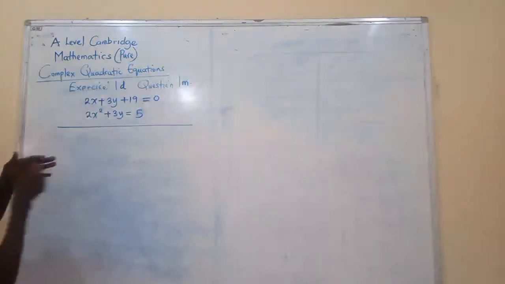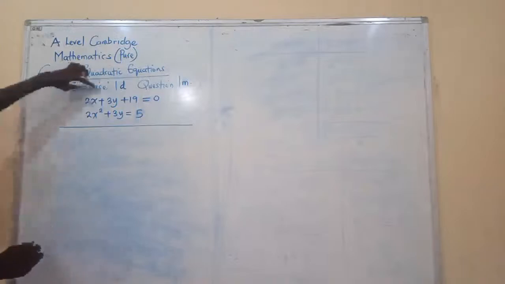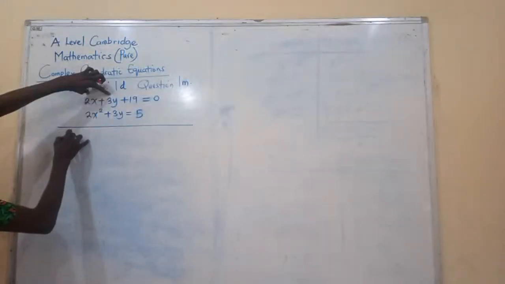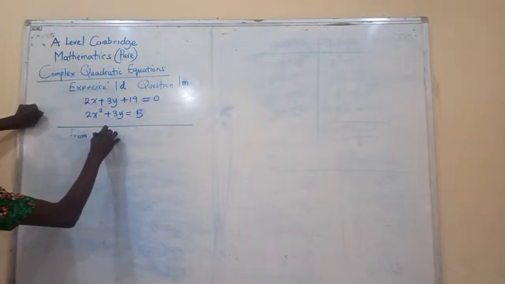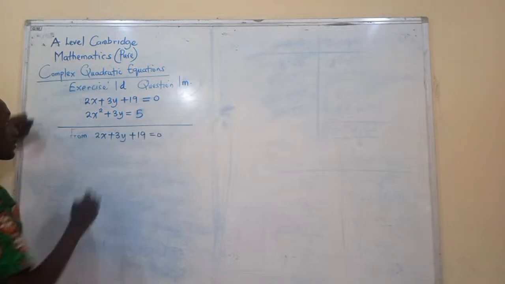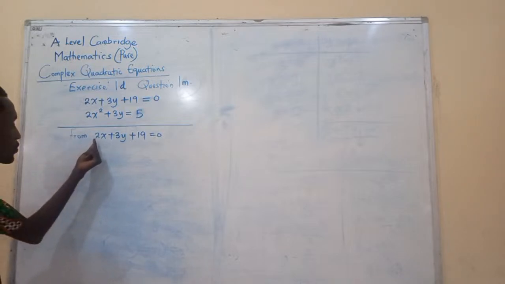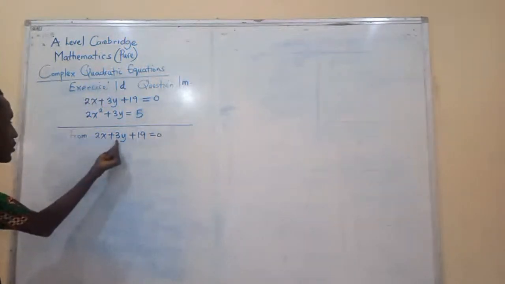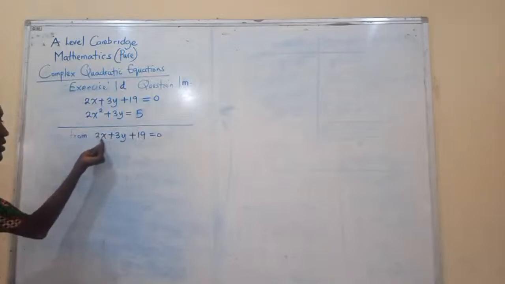Simultaneous equations involving quadratics. What I do first of all is to take care of this first equation. So from 2x plus 3y plus 19 equal to 0. Now remember that I work with a technique such that I consider which of these numbers, 2 is smaller than 3. So it will be wise for me to make x the subject of the formula.